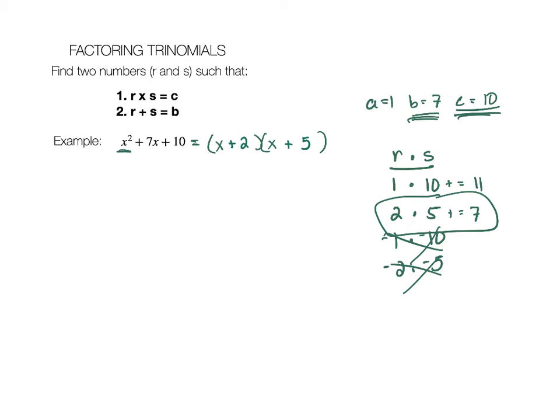Just r plus s, or r and s. We can check it really quick. Notice our first terms, they give us the x squared. This product here gives us 5x. This product here gives us 2x. And then this final gives us 10.